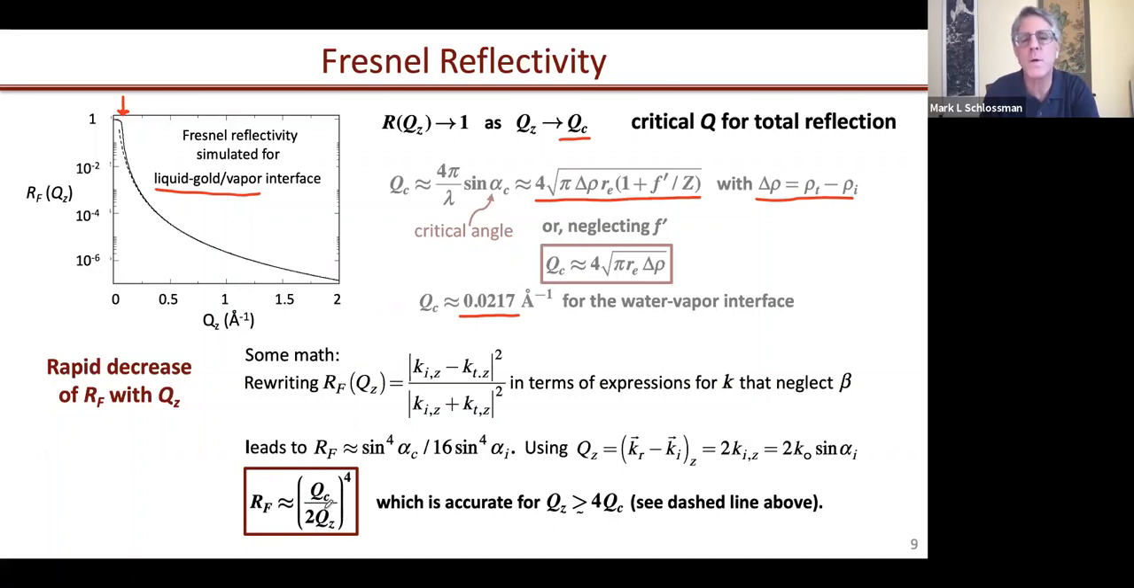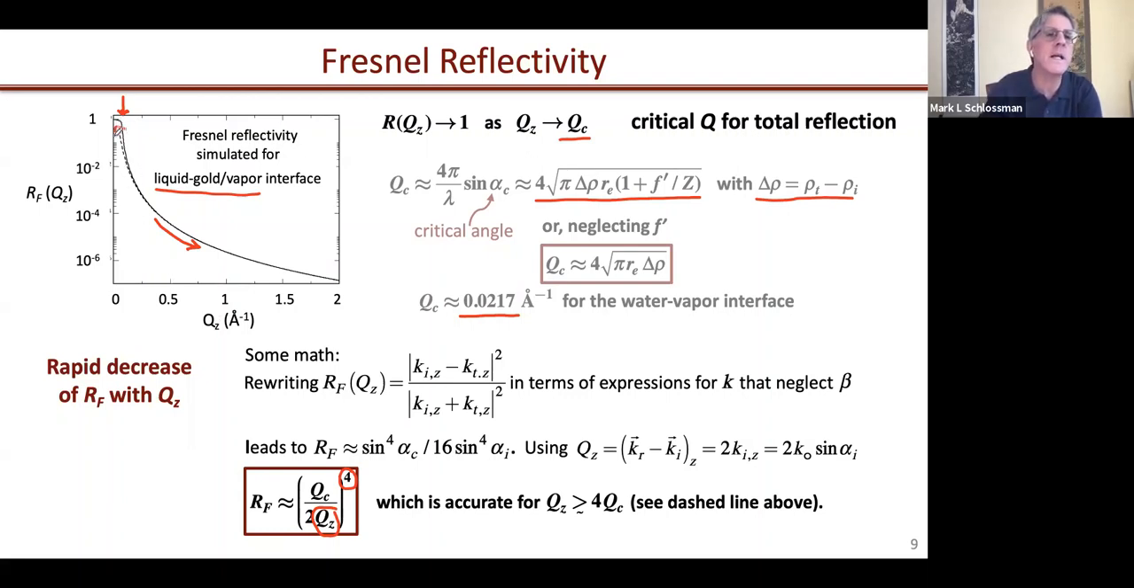So you can think of the Fresnel reflectivity as QZ being given in units of the critical QC. But also we see that the Fresnel reflectivity goes as 1 over QZ to the 4th power. And that's what's responsible for this rapid fall off in intensity here. That's just going like 1 over QZ to the 4th.